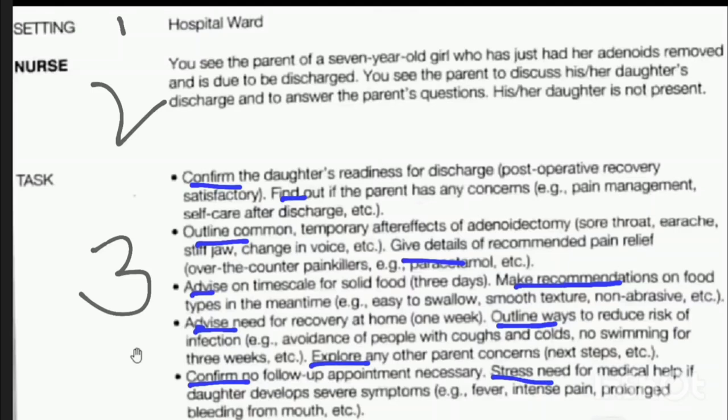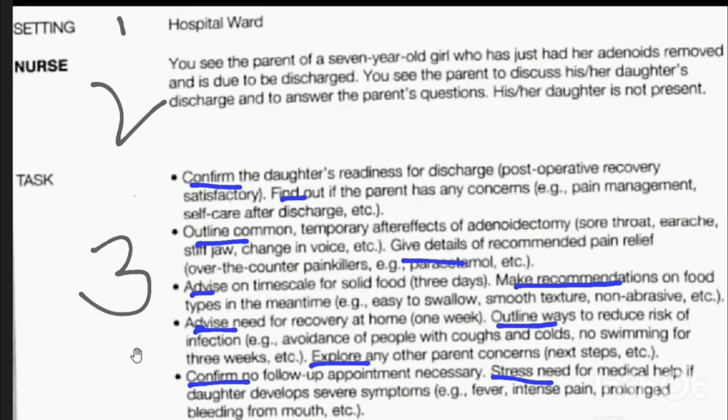Today I am going to discuss with you another role play regarding a 7 years old girl who has just had her adenoids removed. In this role play, first is the setting, that is a hospital ward, and then the background history, nurse. You see the parents of a 7 years old girl who has just had her adenoid removed and is due to be discharged.